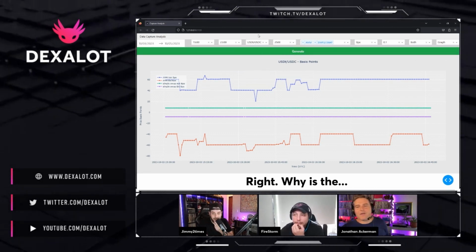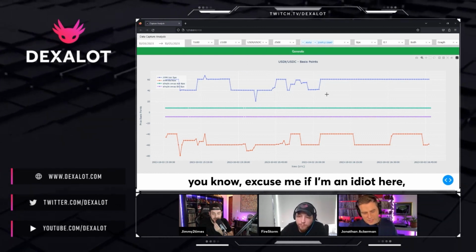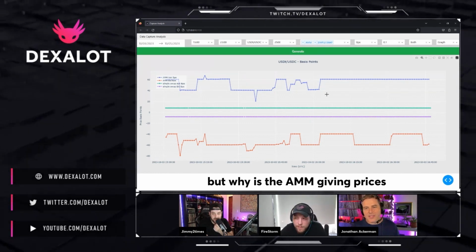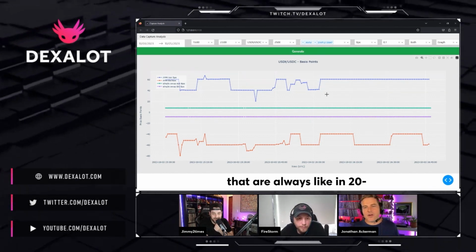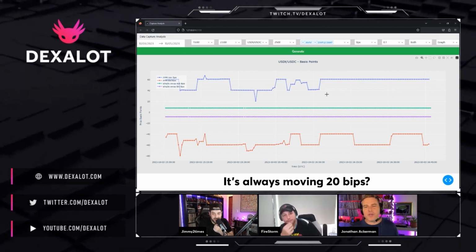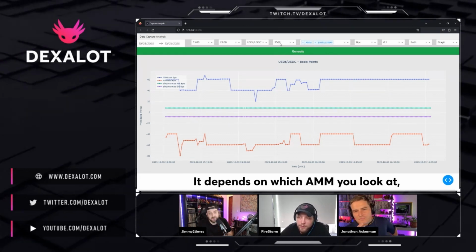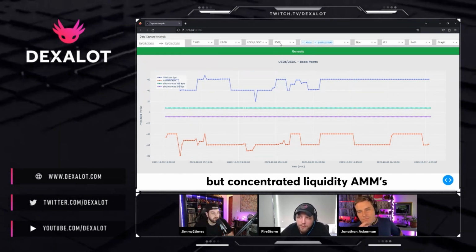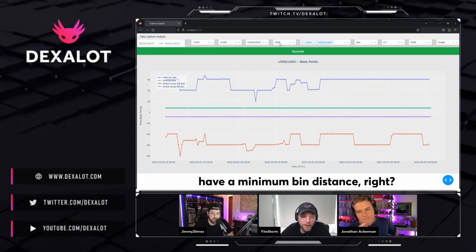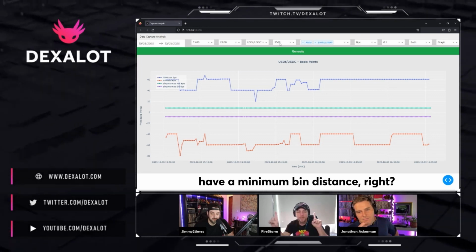Excuse me if I'm an idiot here, but why is the AMM giving prices that are always moving like 20 bips? There are a couple of reasons. It depends on which AMM you look at, but concentrated liquidity AMMs have a minimum bin distance, right?